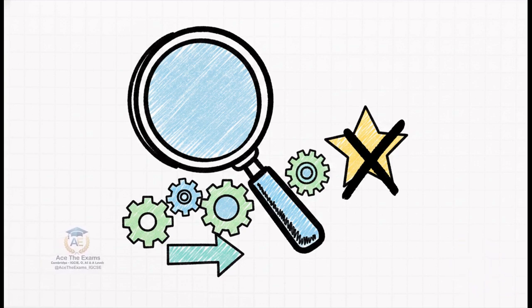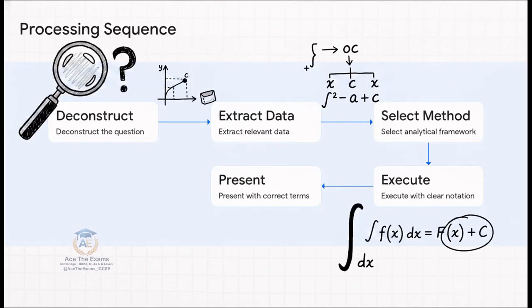Let's look at how we guarantee those method marks. So, how do we lock in those method marks? By following this standardized sequence. Think of this as your elite academic playbook. Step 1, deconstruct the question. What exactly is it asking you for?